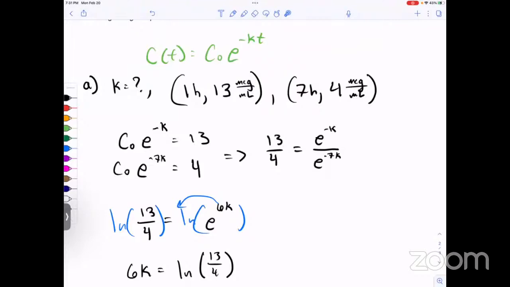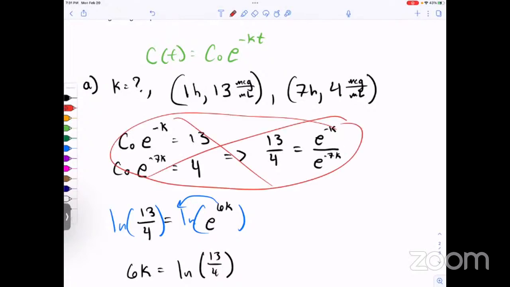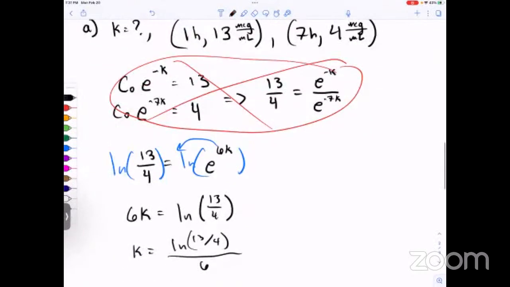So let's kind of start there. I see something that we can do different, right? So let's do this dark blue. So we had this C naught e to the negative k equals 13, and we had C naught e to the negative 7k equals 4, right? Okay.